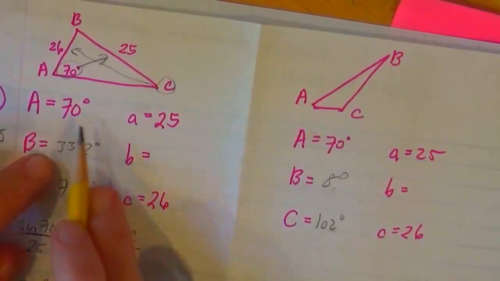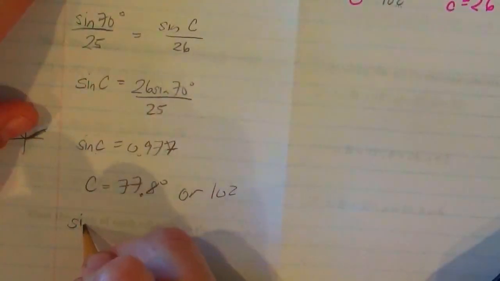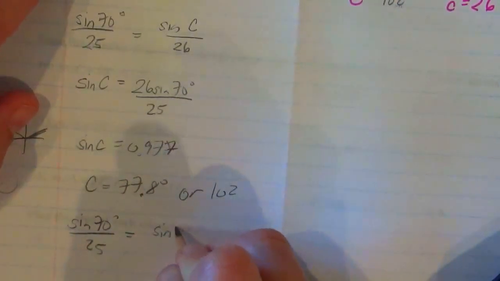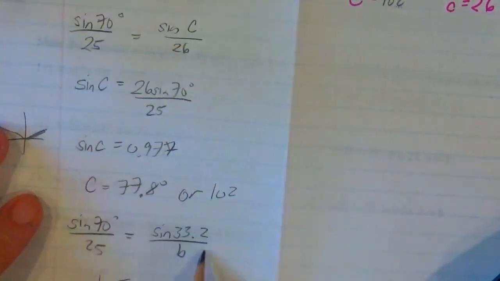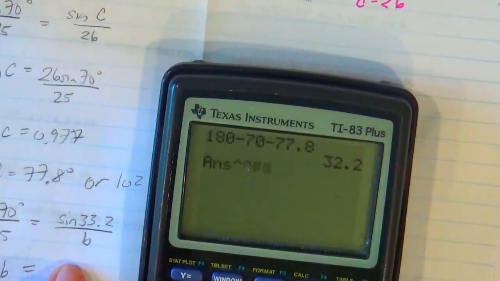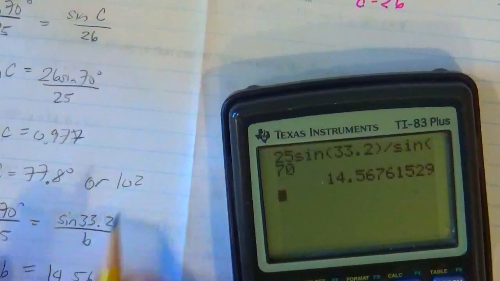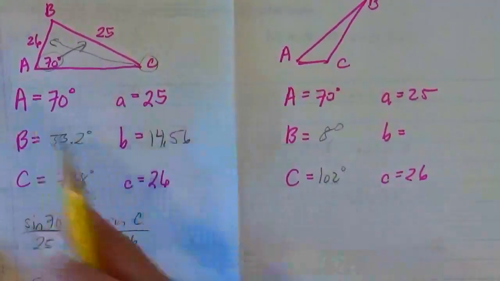So I'll do the sine of B over b equals the sine of A over a. So let's do that down here. It's the sine of 70 over 25 equals the sine of 33.2 over b. And I really shouldn't round that, but oh well. So b is going to be 25 sine 33.2 divided by the sine of 70, and you're going to get 14.56 for that. So 14.56 for that, and that triangle is solved.